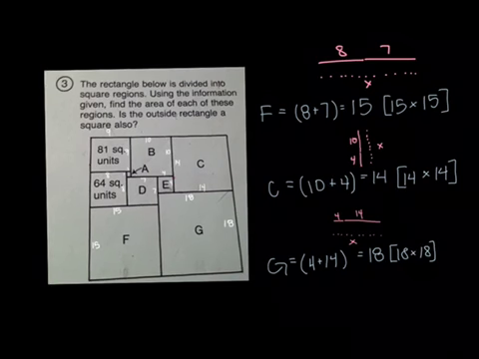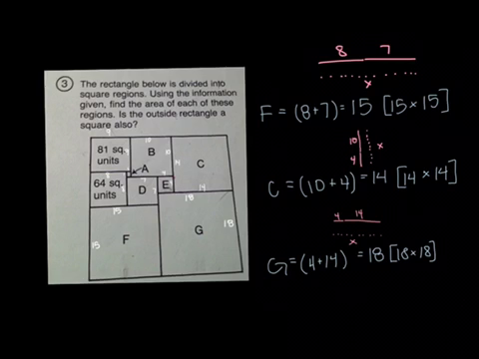So F is one of the easier ones in this problem. We know that this length plus this length will give us the total length of F. So we're just taking D plus I, which is 8 plus 7, and that gives us 15, so it's a 15 by 15 square. Same thing for C. We know that side B is 10 and side E is 4, right here and right here. So adding those together, we'll get side C, which ends up being 14. So it's a 14 by 14 square.